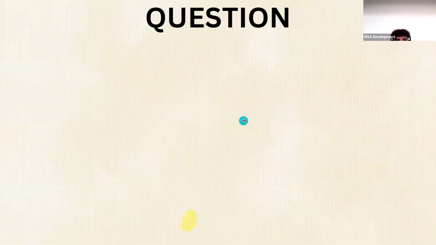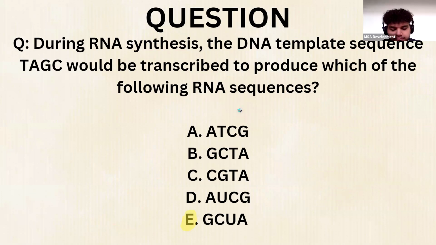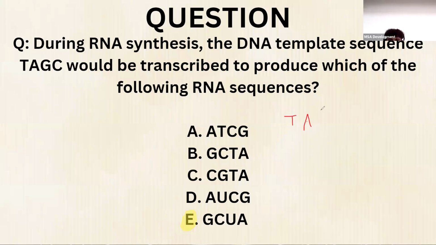Okay. So question. During RNA synthesis, the DNA template sequence, TAGC, would be transcribed to produce which of the following RNA sequences? In the exam, you have a paper with you, so make sure to write everything down. TAGC. It does not give us if it's 5' to 3' or 3' to 5'. But always, if it does not give you numbers, expect it to be 5' to 3'. So, is this the template or the anti-template strand? It's the anti-template strand.